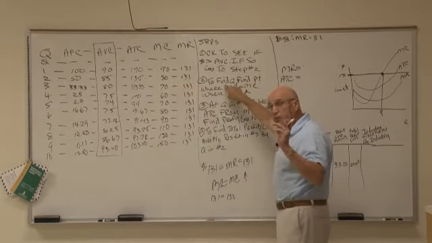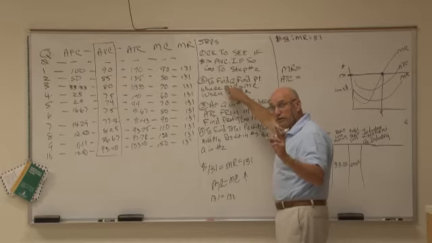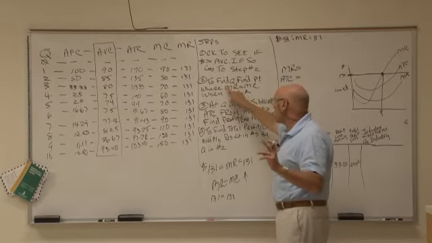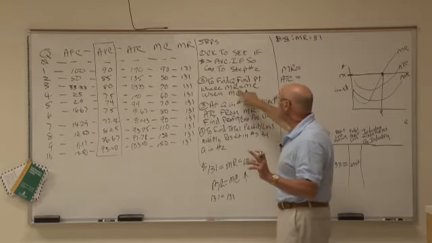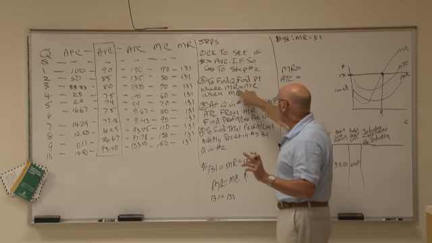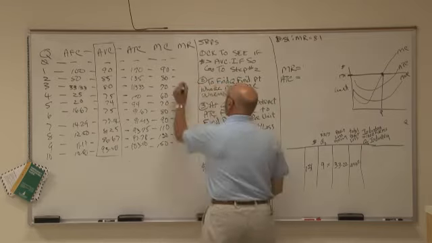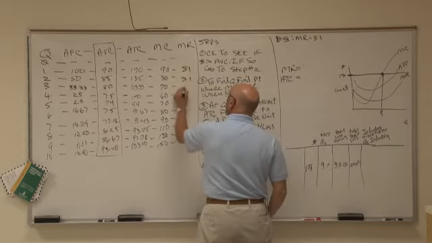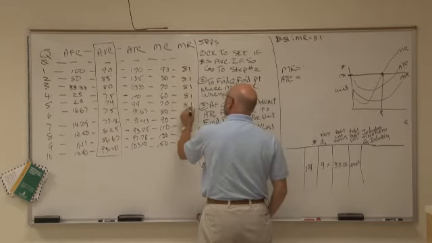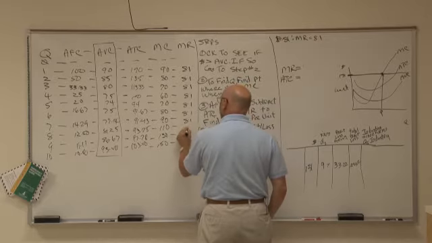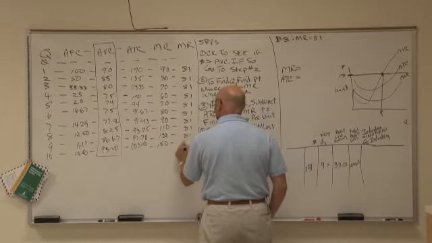I know now that I produce, but now I have to find out at what quantity I produce. Well, the quantity I produce is the quantity where marginal revenue is equal to marginal cost when marginal cost is increasing. So I know that my marginal revenue is $81 at each unit because it is perfectly elastic.